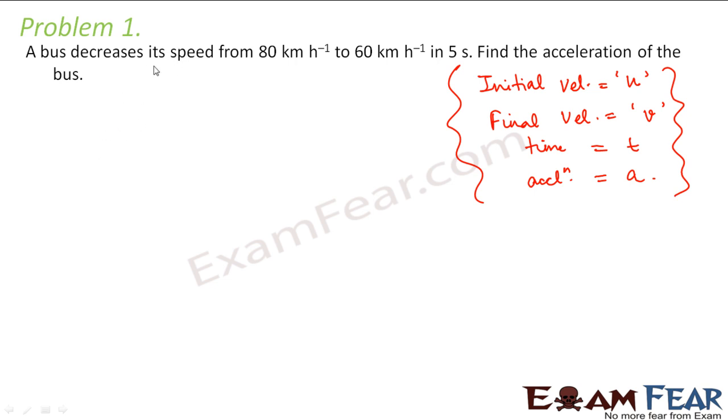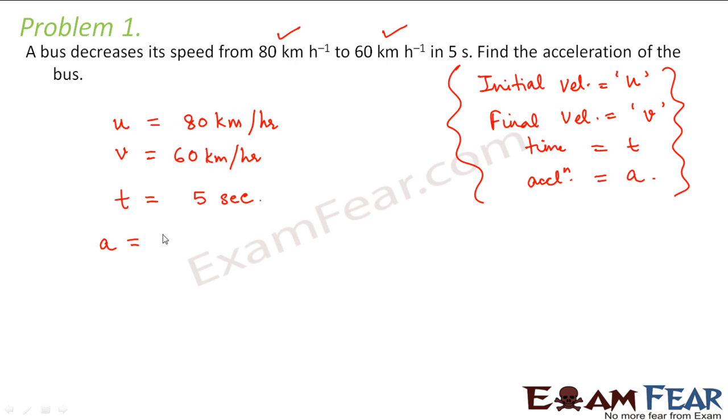So here it says that the bus decreases its speed from 80 km per hour to 60 km per hour. That means initial velocity was 80 km per hour, final velocity is 60 kilometers per hour, and the time is 5 seconds. Now we have to find out the acceleration of the bus. What is acceleration? Acceleration is nothing but change in velocity by time, that is dv by dt. So the change in velocity is final velocity minus initial velocity, divided by time.